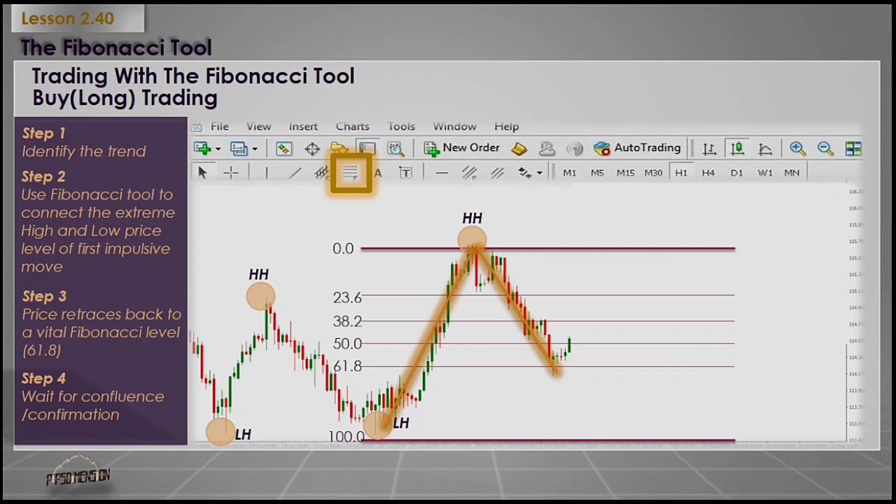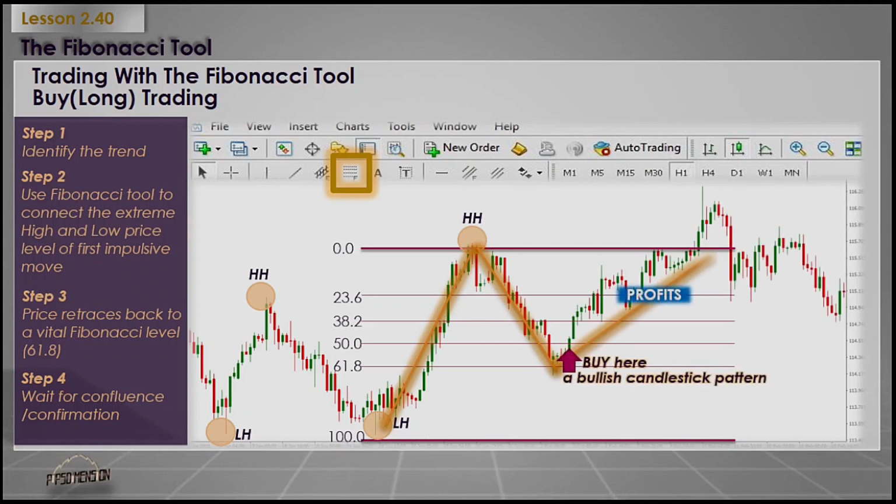Here on the golden level, we can see the formation of a hammer candlestick, and next to it is another bullish candle as a confirmation to enter a buy trade. The confirmation here is to wait for the next bullish candle after the hammer breaks up above the previous high. That's the right point to enter the buy order. And yes, the price went up above the entry point, so it was a profitable trade with the Fibonacci tool.